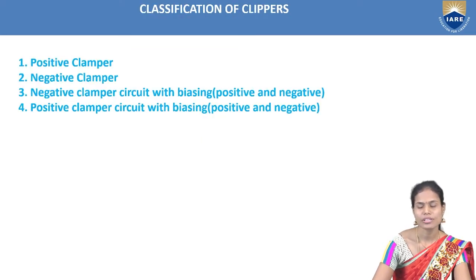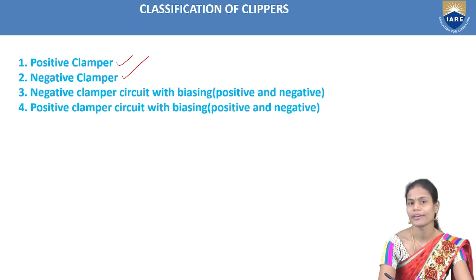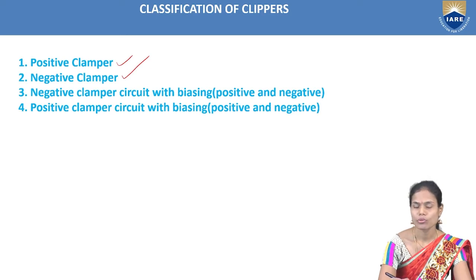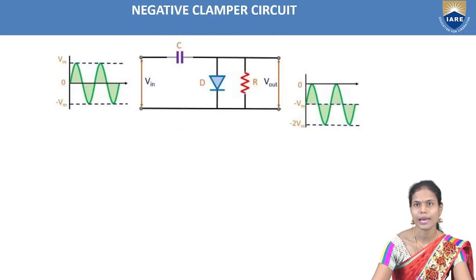So coming to the classifications of clampers, we have the positive clamper, negative clamper, and negative clamper with biasing. In that biasing, again we are going to take the positive biasing as well as negative biasing. And similarly, positive clamper circuit with biasing. In this positive clamper also, we are going to take the positive bias as well as negative bias. Now we'll see the working principles of each and every clamper.